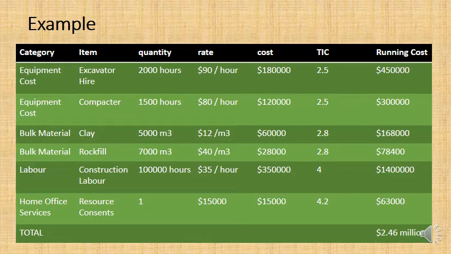It's not an itemized estimate, and we'll get to that in a moment, but you're not listing and trying to find a price for every single item. How many items are we pricing there? Well, only 6. We've got excavators, compactors, clay, rockfill, labour and resource consent. 6 items you've got to find quantities and prices for. That's not going to take too long to do. That's probably one day's work for a good estimator, maybe even less.